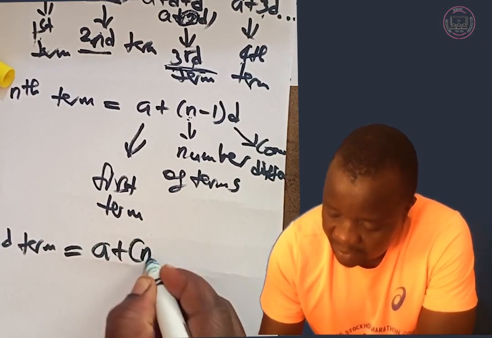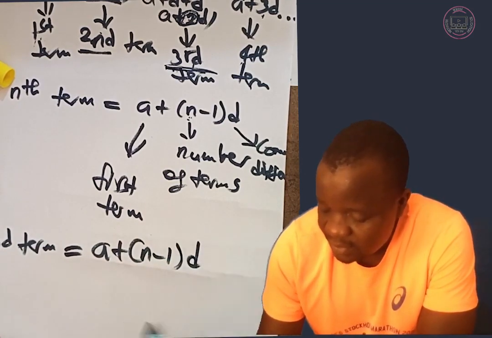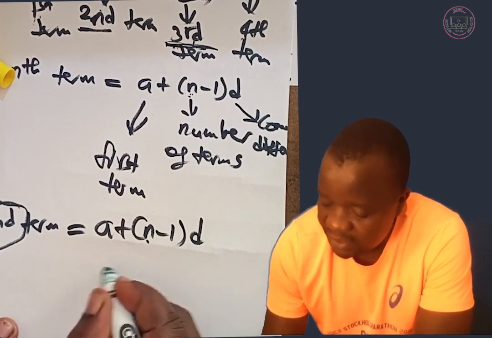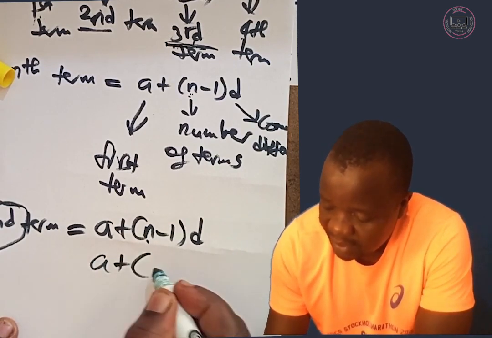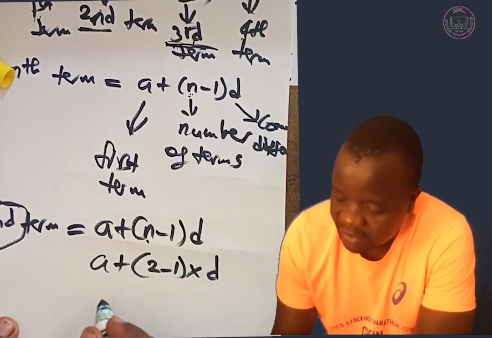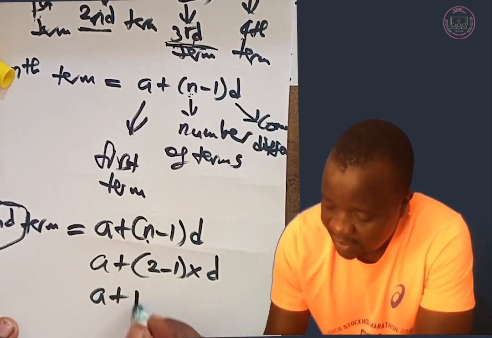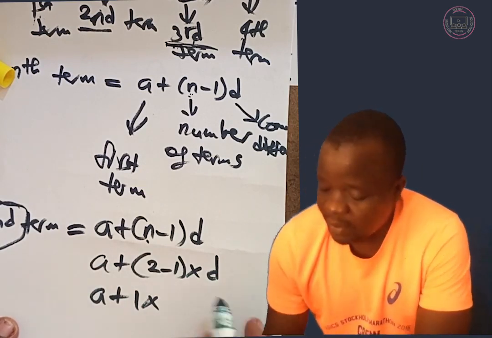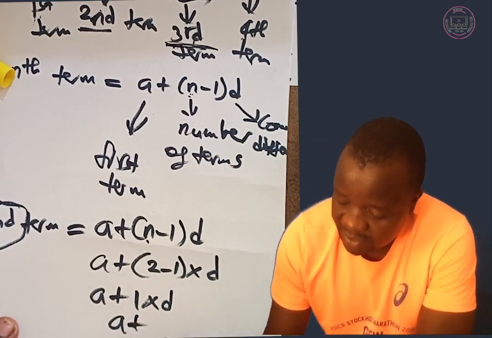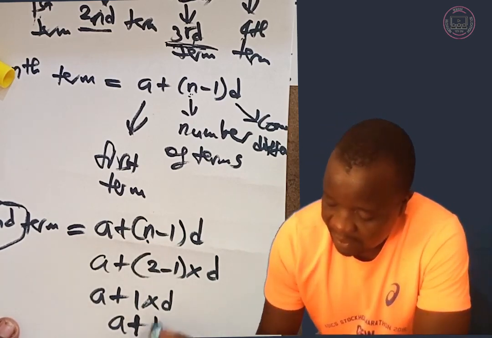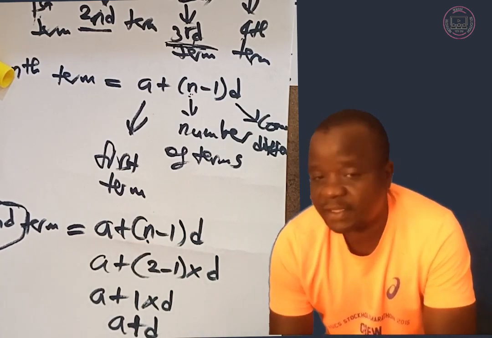We have a plus n minus 1 d. Now if we say second, it means our n is 2. So a plus, n is 2 minus 1 multiplied by d, which is a plus 1. 2 minus 1 is 1 times d. So now we'll see that the expression for the second term is a plus d. That's how we do that.